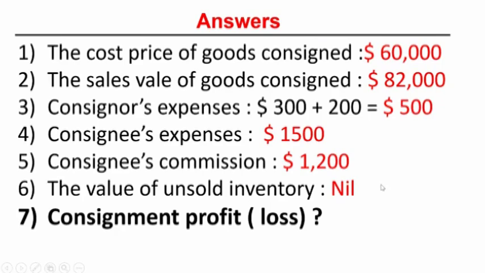Let us see the figures for these questions. Cost price of goods consigned 60,000, sales value 82,000, consignor's expense 500, consignee's expense 1,500, commission 1,200. There is no unsold inventory. So with this information, now we have to prepare a consignment account.